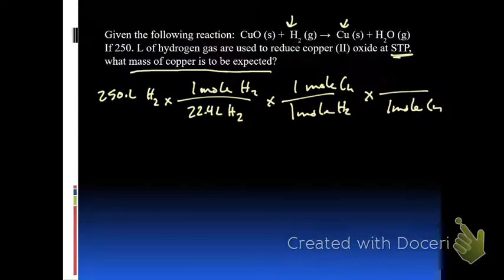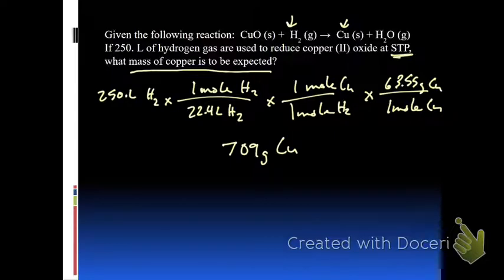So copper is 63.55 grams per mole. So 250 divided by 22.4 times 63.55. Then my answer is 709 grams of copper. Okay.